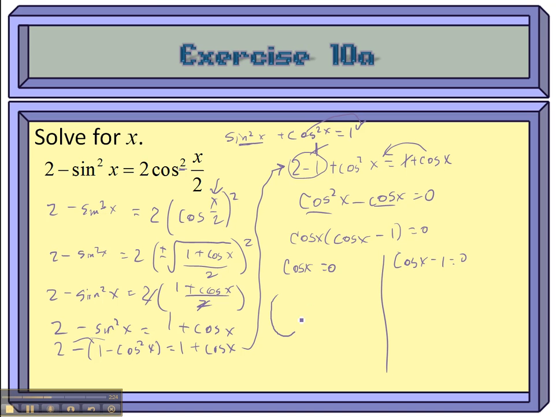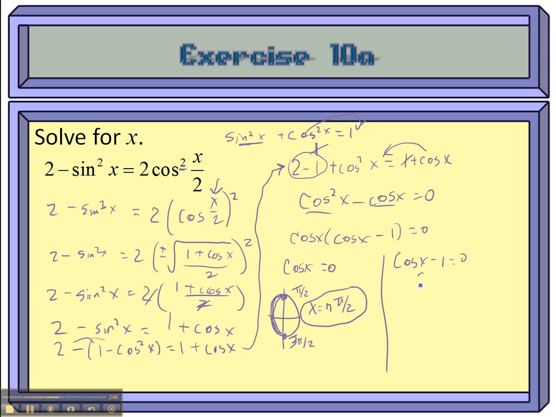So where does cosine equal 0? Cosine equals 0 right here at pi halves and 3 pi halves. These differ by a pi, so x is equal to n times pi over 2. That takes care of all of the solutions for that first half.